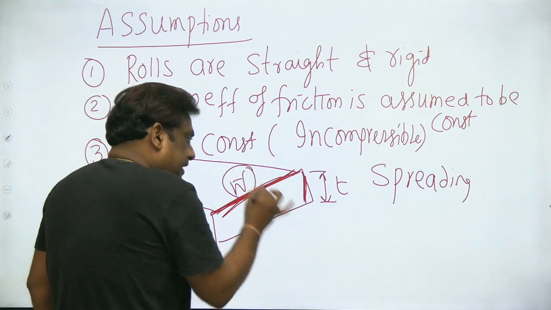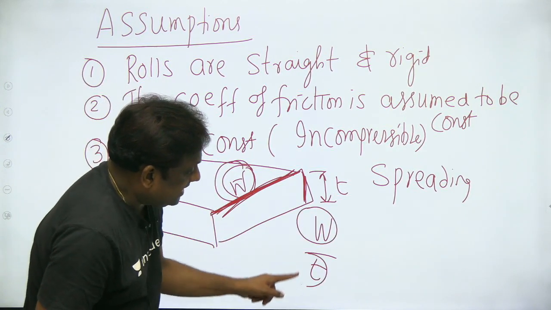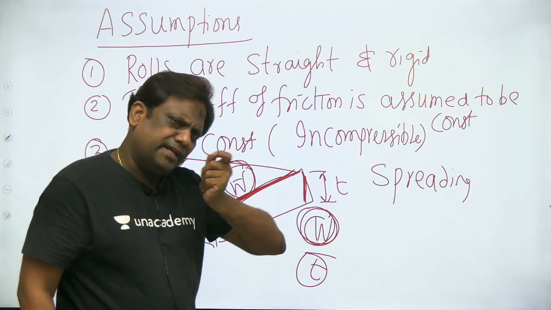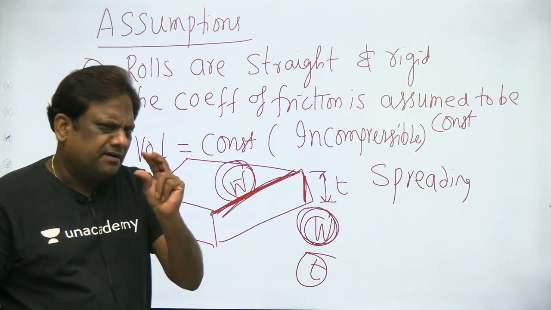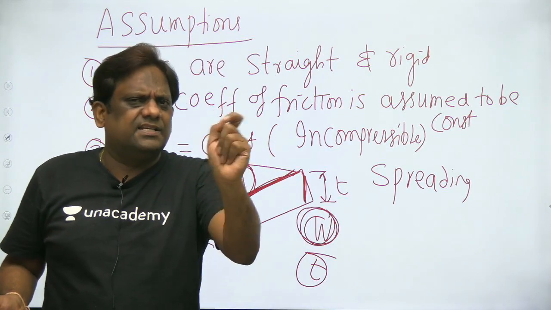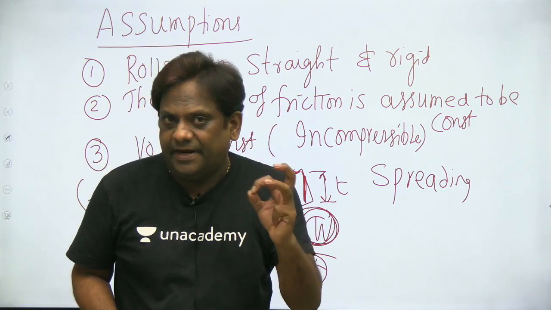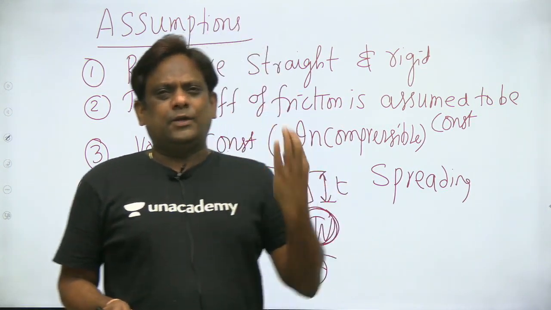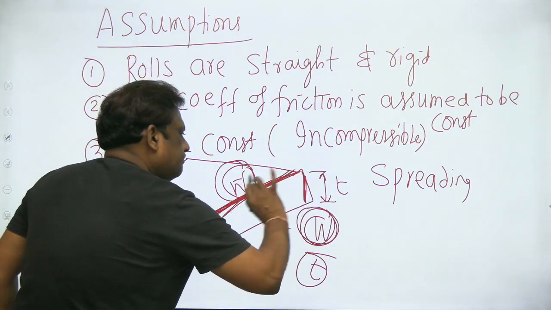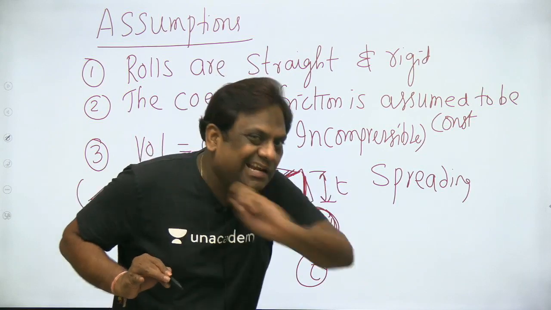If the width is very large compared to thickness, even if there is spreading, even if there is a change in width, it is very negligible with respect to thickness, because the thickness is very small and the width is very large. So the changes are negligible. So no spreading, that is also one of the assumptions. What do we mean by no spreading? The width of the member remains constant. Meaning, this width, even if it is changing, it will change a little, but that is neglected in our analysis.